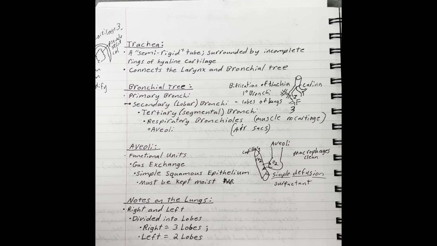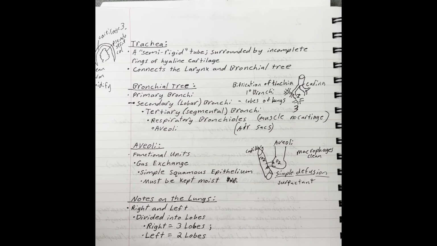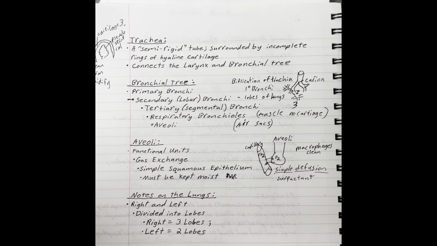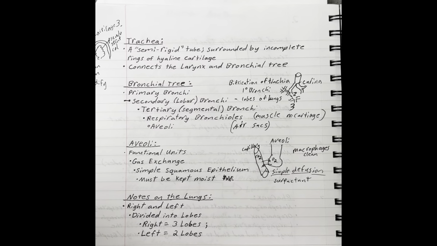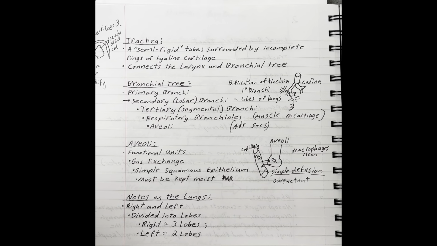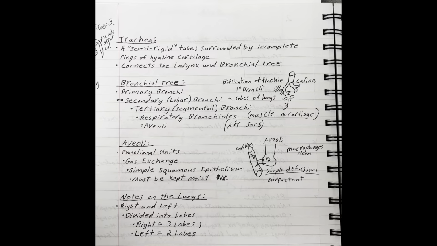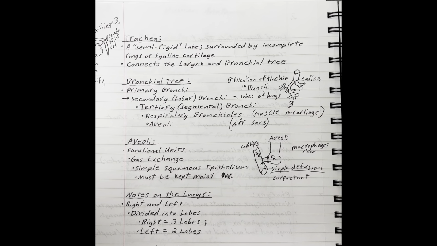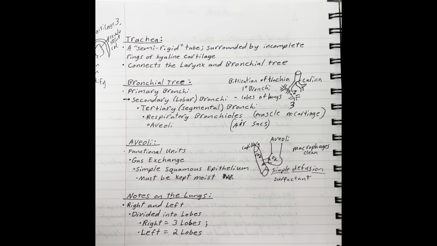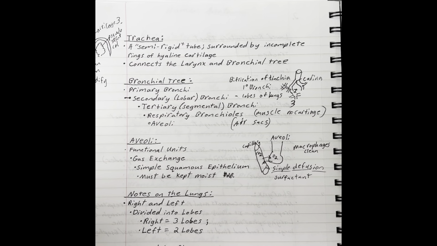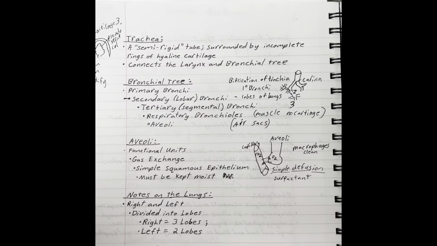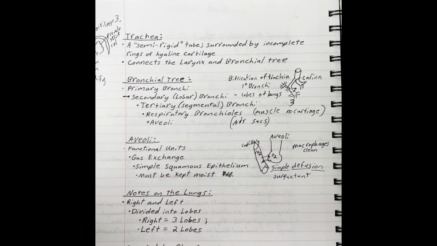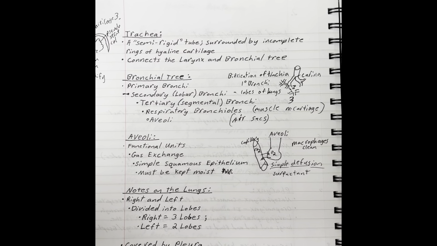Trachea, and its job is to clean, warm, and humidify. Okay, back to the trachea: a semi-rigid tube surrounded by incomplete rings of hyaline cartilage. The trachea connects the larynx and the bronchial tree.